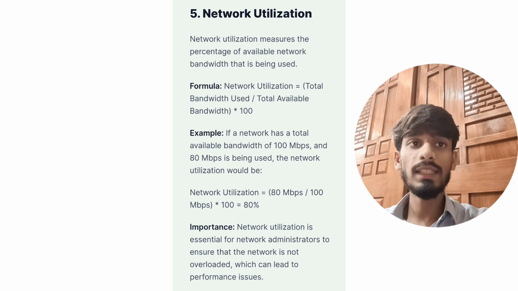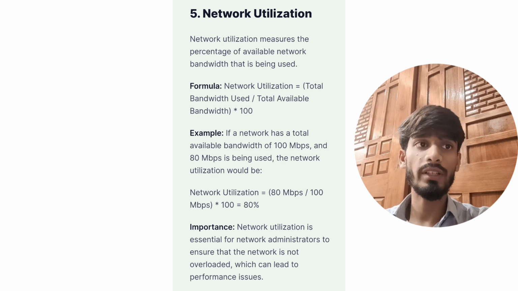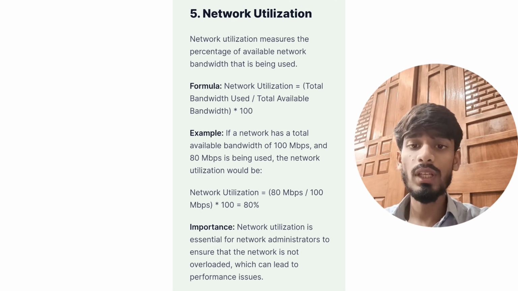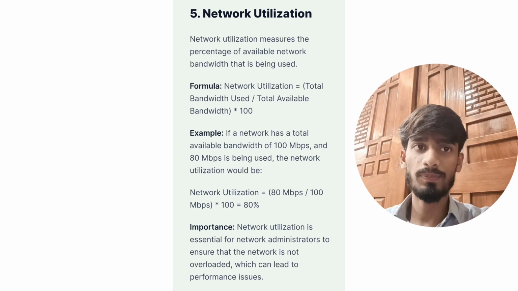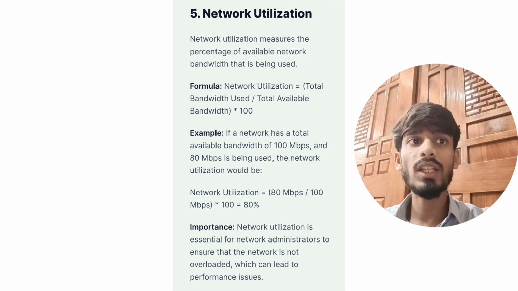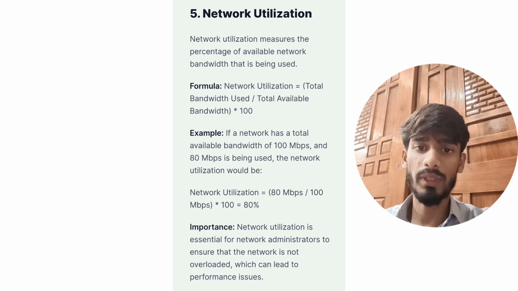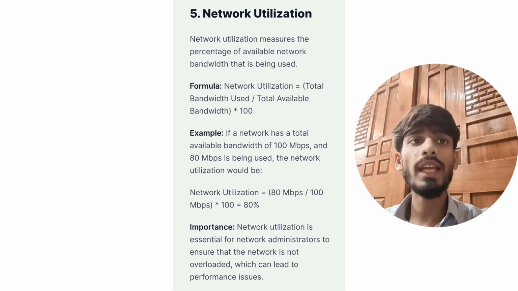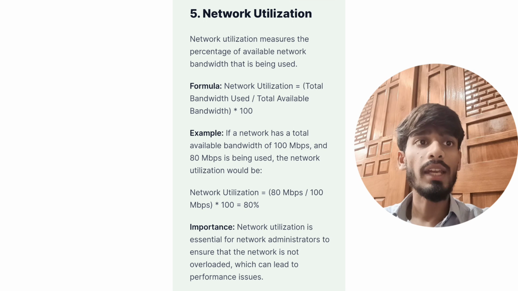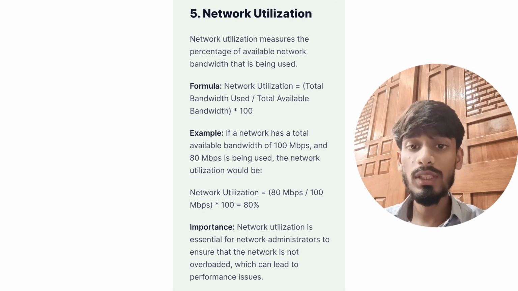Network utilization is essential for network administrators to ensure that the network is not overloaded, which can lead to performance issues. These 5 fundamental metrics are essential for measuring network performance. By monitoring and analyzing these metrics, network administrators can identify performance issues, optimize network configuration, and ensure that the network is running efficiently and effectively.